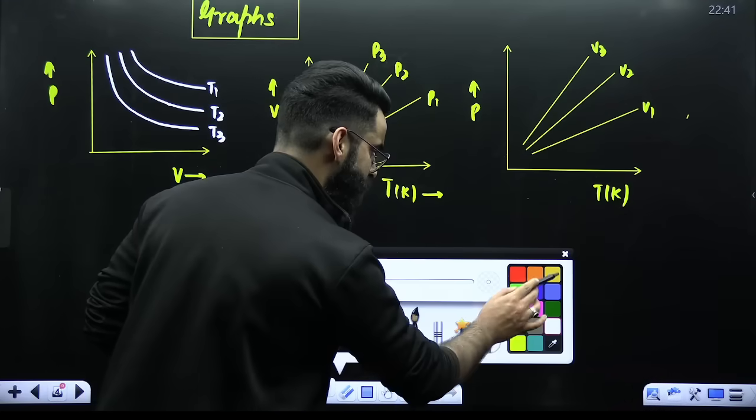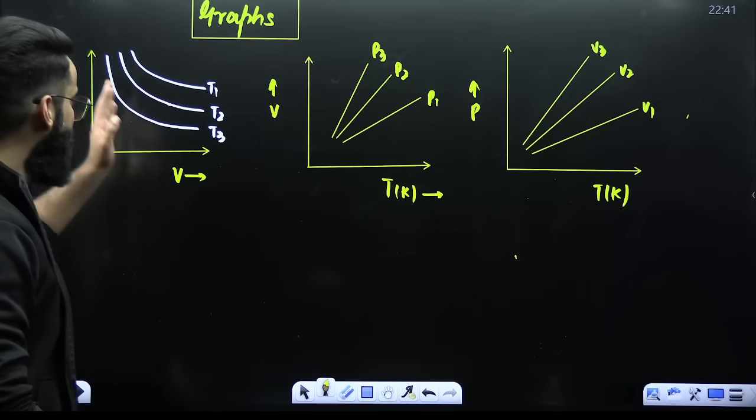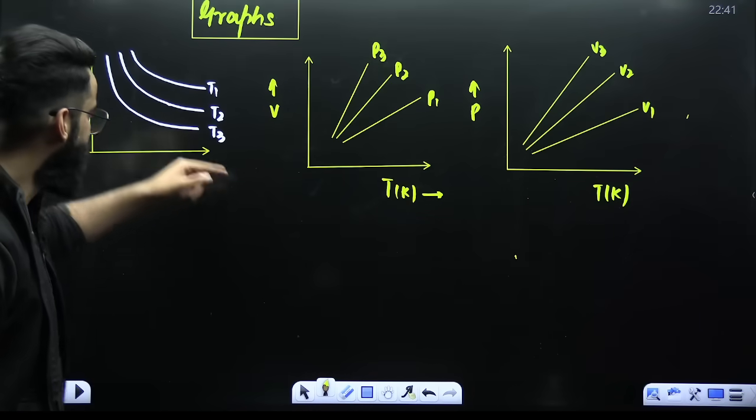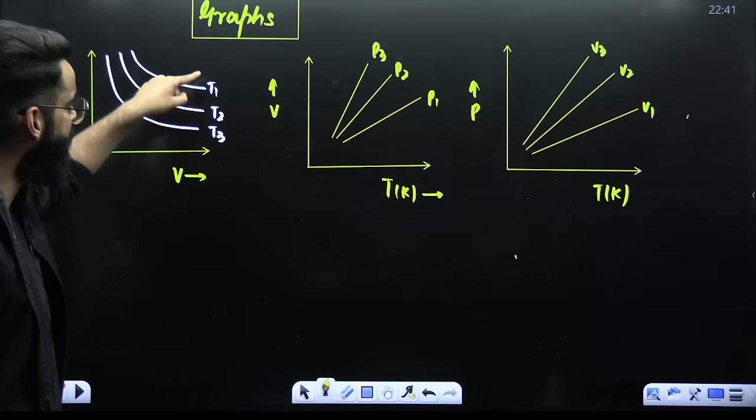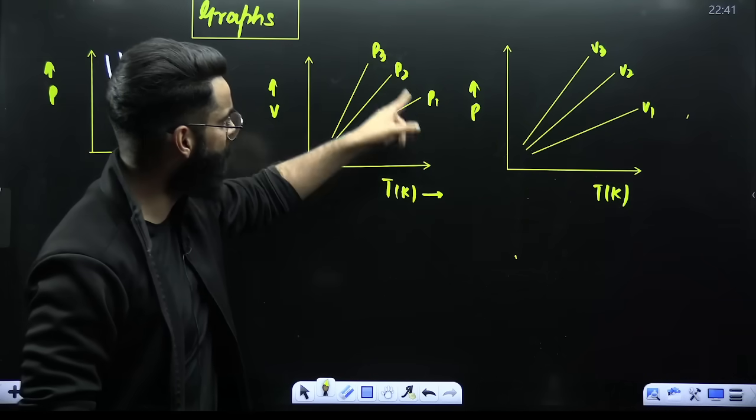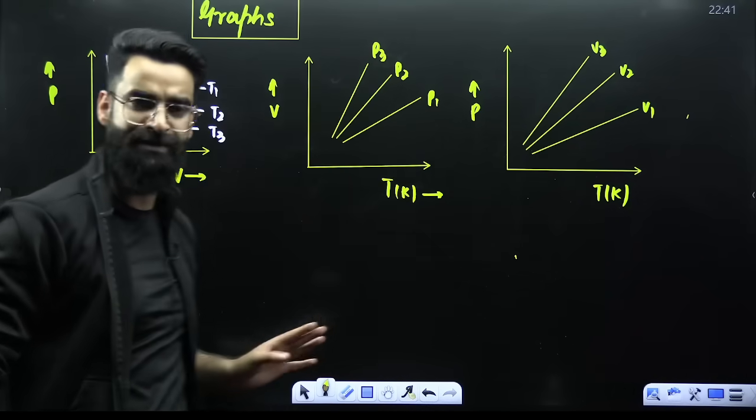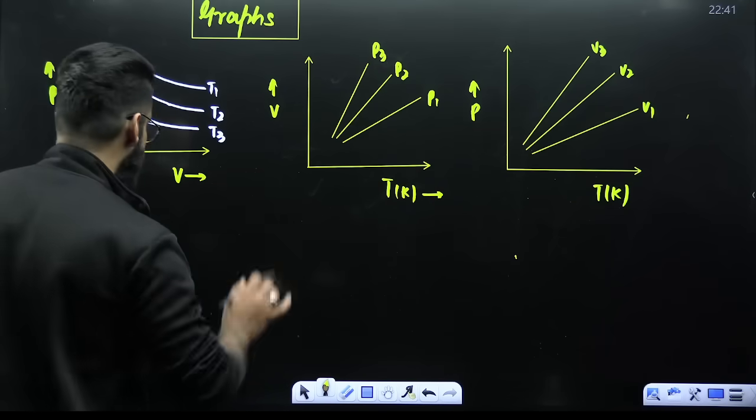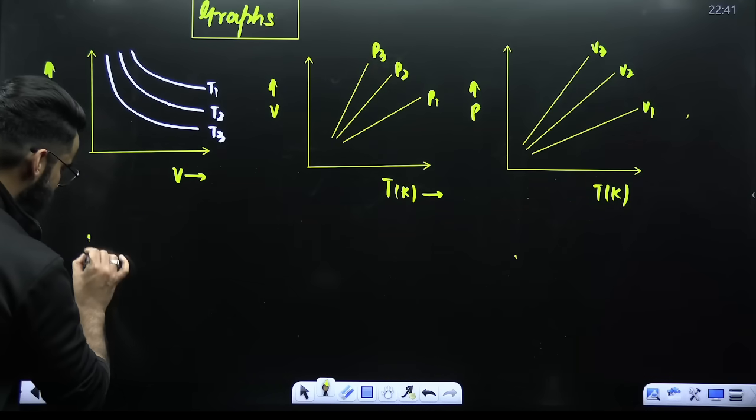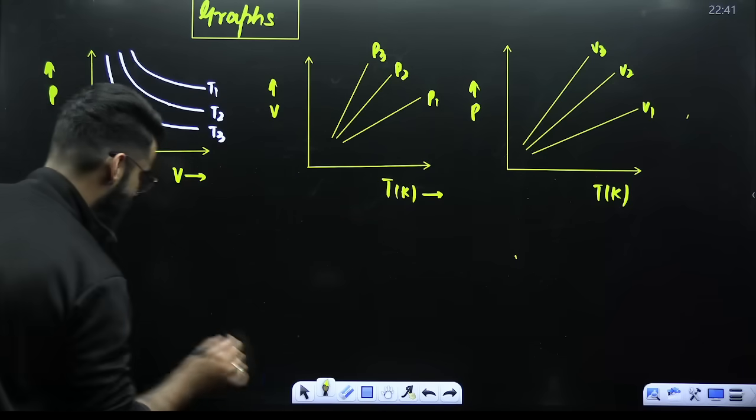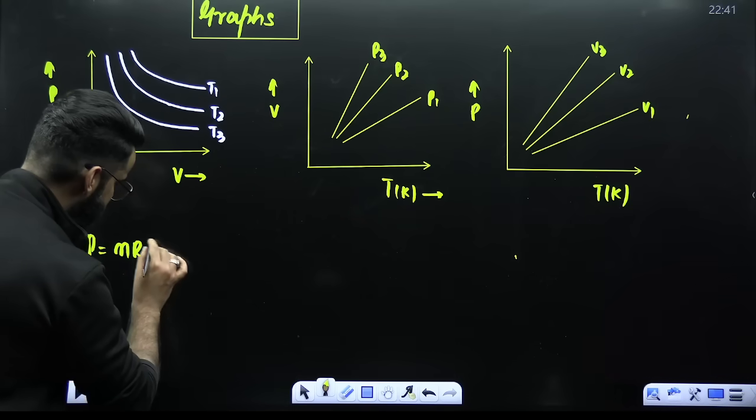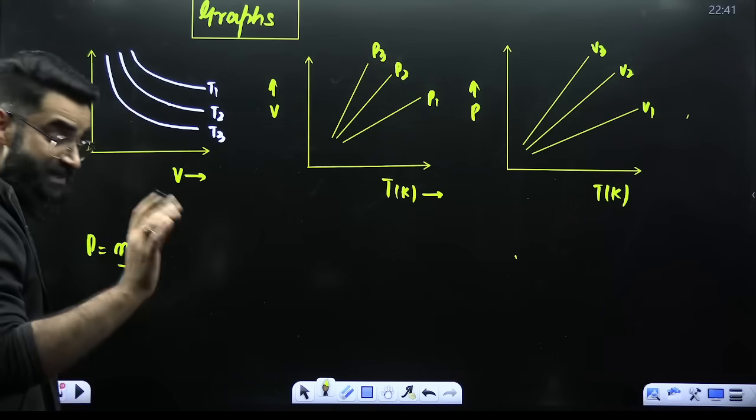The second short question which is asked in your examination, you'll be given these graphs, right? You'll have to check which temperature is more here, which temperature is less. Which pressure is more, which pressure is less. Which volume is more, which volume is less. For that, what you need to do? My dear students, as per your ideal gas equation, PV is equal to nRT, or I can say P is equal to nRT divided by V. This question can be asked in physics as well.